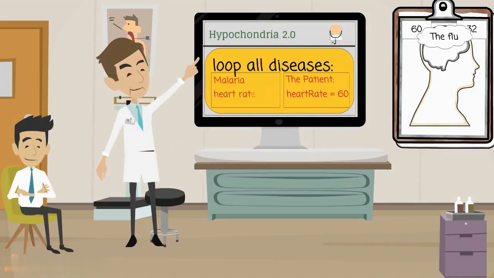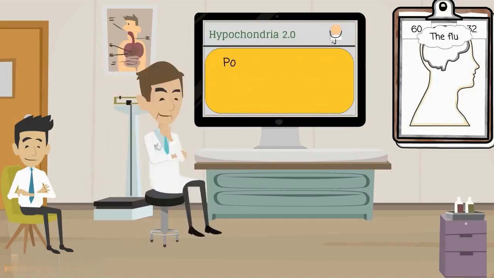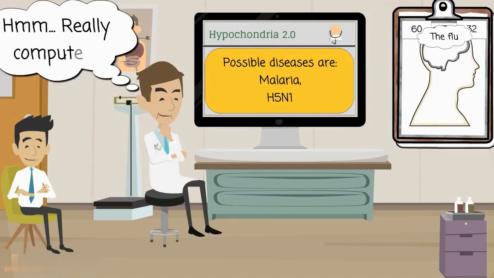Then you would collect the matching diseases into a list, which is just another variable. Finally, you would display this list of the possible diseases to the user, as the output.